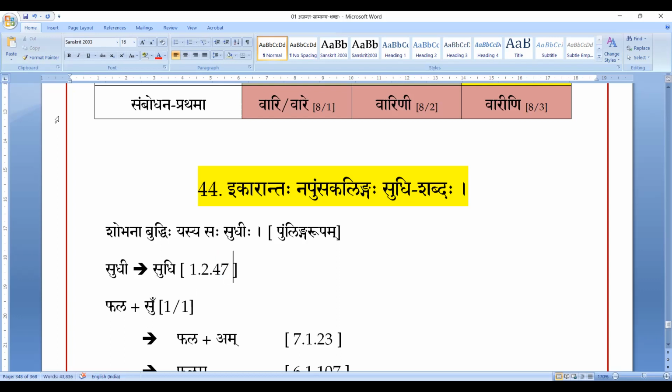So Sudhi, Prathama Ekavachana Rupam. Sudhi plus Su. Here Shobana Buddhihi Yasya Saha is Sudhihi in Pullinga. But when you want to refer to Yasya Tat something, then it becomes Sudhi, or as I said, Shobana Dhyana Kartrutvam. In that sense it is Sudhi, Ikarantaha Napumsakalinga. The word being Sudhi in Napumsakalinga, again you can take it as a Bahuvrihi Samasa. So Sudhi plus Su, by Svamor Napumsakat, Su Lopaha Bhavati, therefore you get Sudhi.